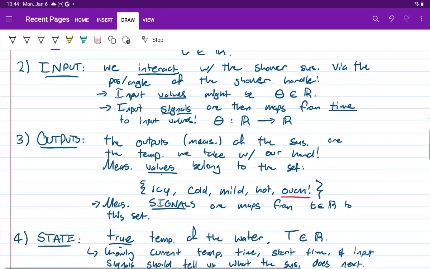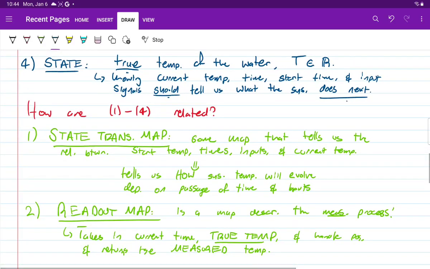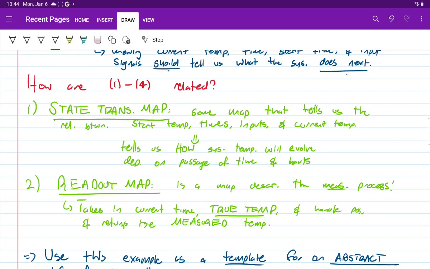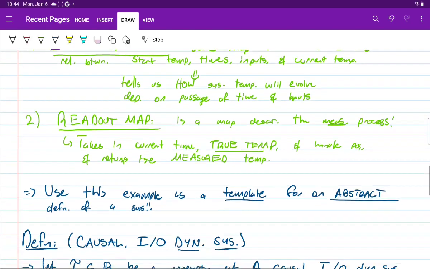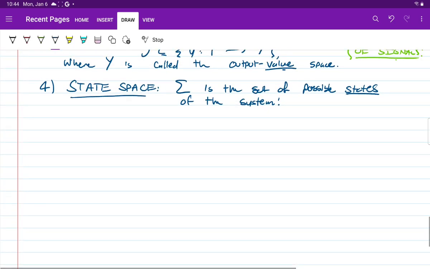All right. So what we did next, after defining these four objects, was we defined the state transition map and the readout map, right? Both of these represented some sort of fundamental process underlying the abstract system, right? The state transition map described how the true temperature of the system would change, while the readout map described how our measurement process was occurring. Okay. So let's describe how these show up in the abstract setting, what they look like.